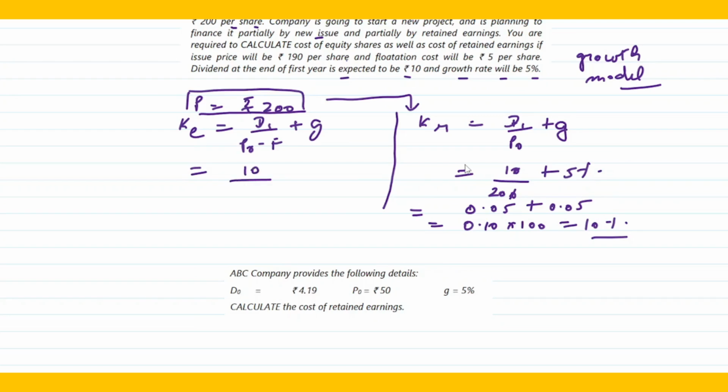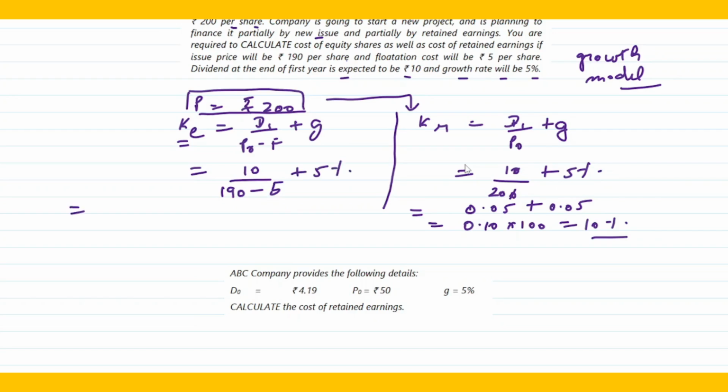Please remember, in this case you have to take issue price into consideration, because we are computing KE and not KR. Whenever issue price and the market price are given, the weightage is always given to the issue price. In that case, your issue price is 190 minus the flotation cost, rupees 5, plus 5%, which is the growth rate.